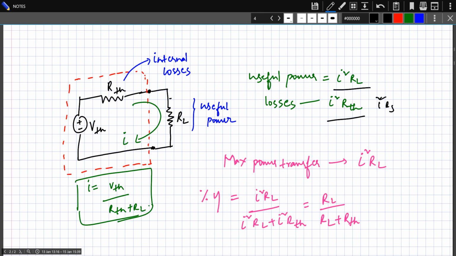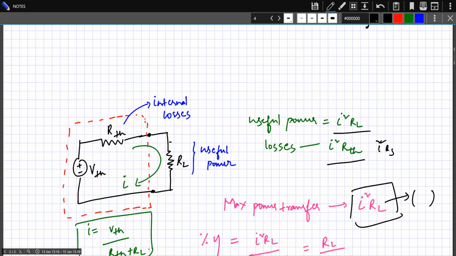So at the maximum power transfer condition, we are only looking at the absolute value of the power. We are not considering the efficiency or the point of maximum efficiency. We are only considering the absolute value of power that is being consumed by the load.